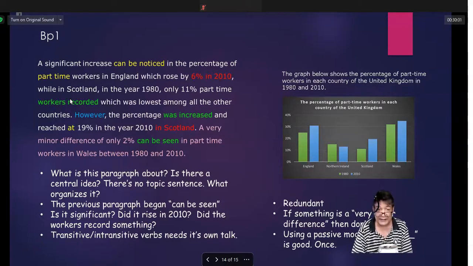So it's intransitive, and you can't use the passive voice. Instead, the percentage increased. No "be" in there. No "was." Okay? The percentage increased and reached, no "at" in there either. No, reached 19% by 2010. We don't need the year. Okay, that's extra words that are not needed. We know what year we're talking about.